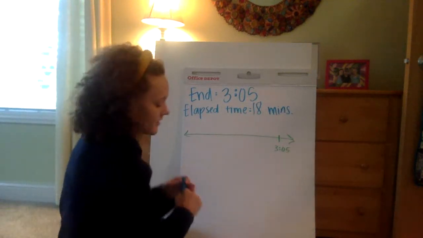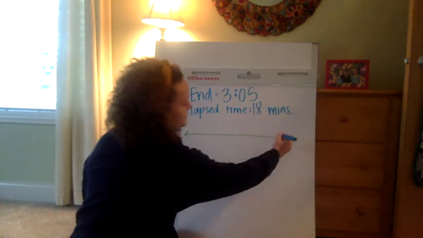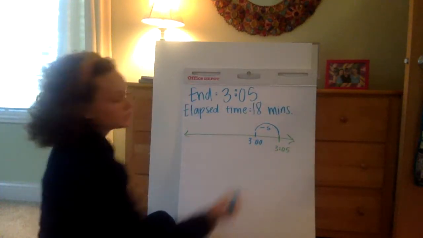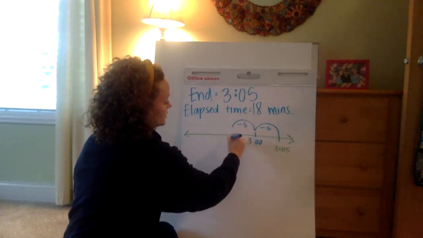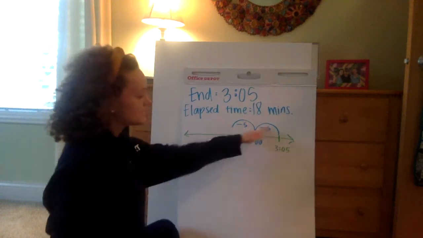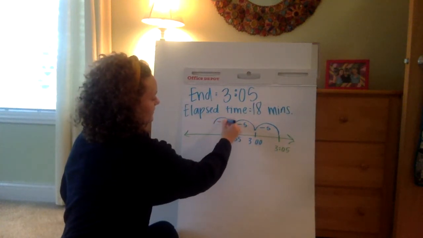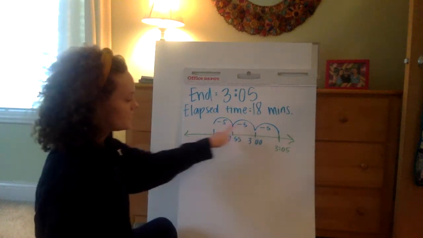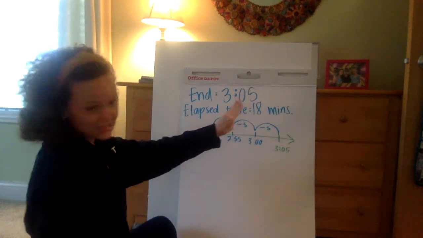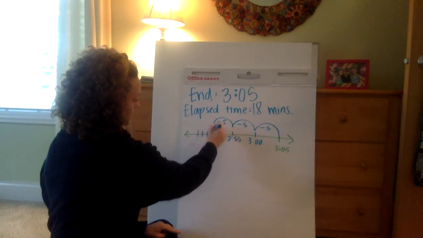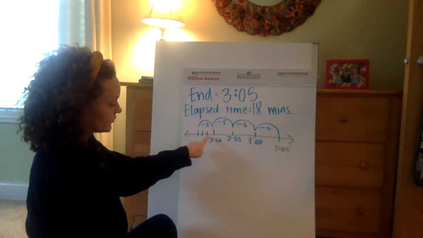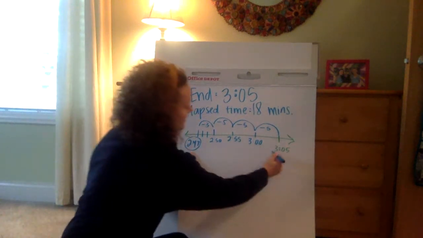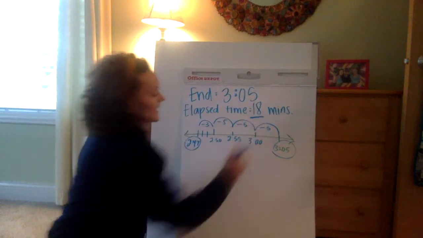So let's start by counting by 5, just to bring us to 3 o'clock. So let's jump minus 5, which gives me 3 o'clock. Okay, let's jump back by 5 again, which gives me 2:55. Now I'm at 10 minutes. Let's jump back another 5, which gives me 2:50. Okay, 5, 10, 15, 16, 17, 18. So I just need to jump back 1, 2, 3. So 2:50, 2:49, 2:48, 2:47. So between 2:47 and 3:05 is 18 minutes.